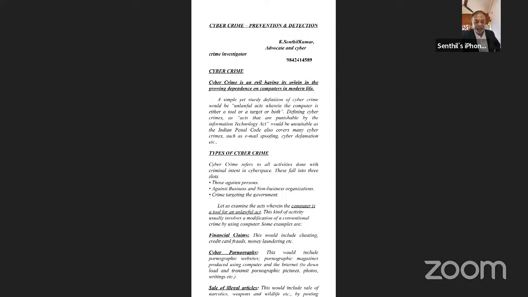Then internet time theft. This connotes the usage by an unauthorized person of the internet hours paid for by other persons. For illustration, in May 2000, the Delhi police arrested an engineer who had misused the login name and password of a customer whose internet connection he had set up. The case was filed under the Indian Penal Code and the Indian Telegraph Act.